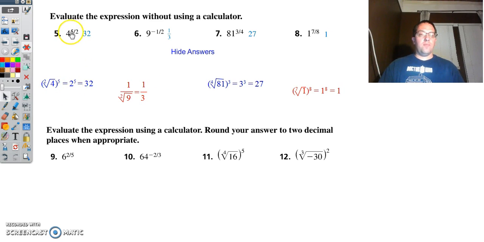So 4 to the 5/2 power. 2 is our root, so this is the square root. So the square root of 4 raised to the 5th. Well, the square root of 4 is 2. 2 to the 5th is 32.